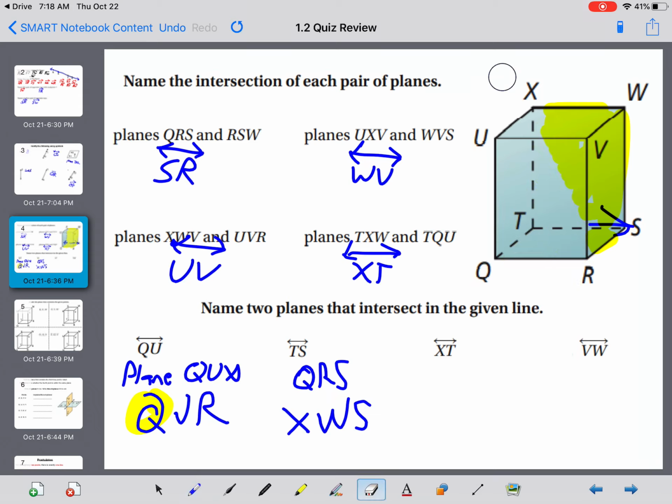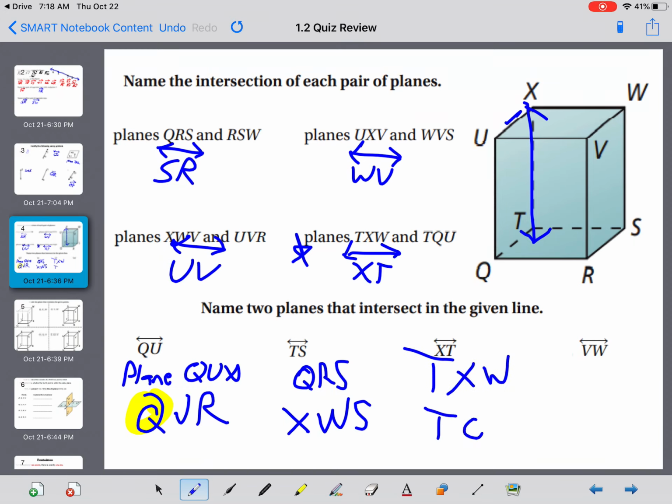All right, next example, you have line XT, which is actually straight down. And if you look above, we actually already solved this one right here. It's plane TXW and TQU. And your last one is VW, which is right here in the top corner. Again, we already solved this one, plane UXV and WVS.